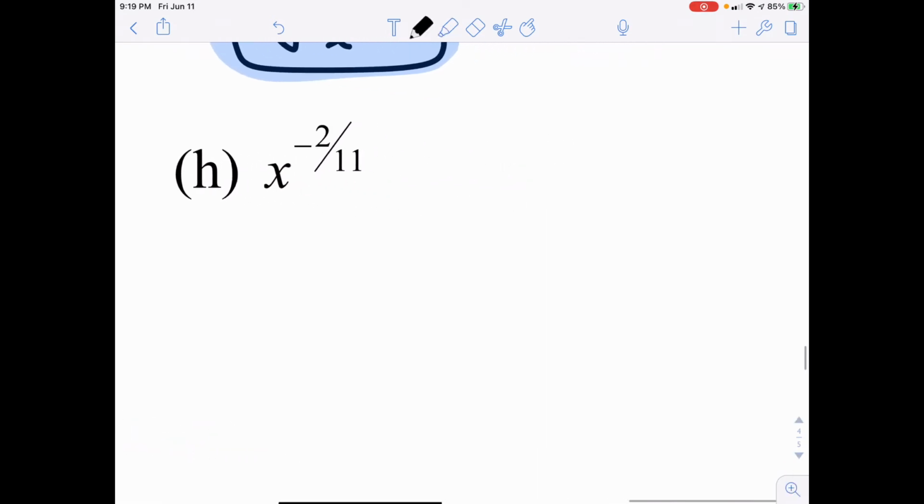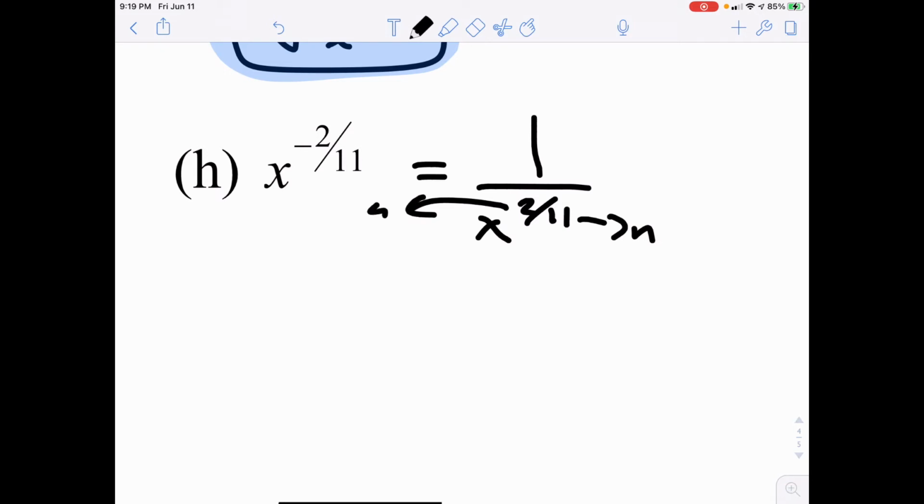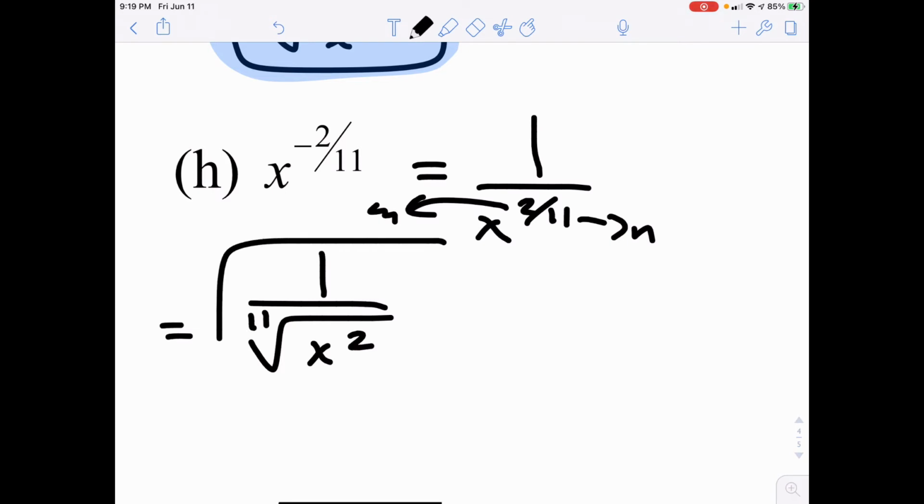And letter H, we have x to the negative 2/11. We'll start off by making that positive 1 over x to the positive 2/11. 11 is the root, 2 is the power, and it's 1 over the 11th root of x squared.